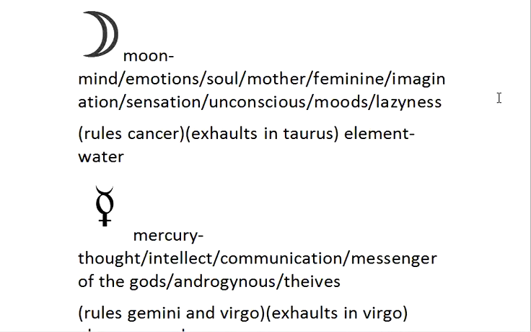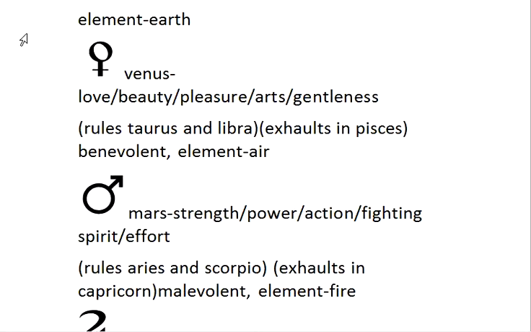Right, Mercury is thought, intellect, communication. It's a messenger of the gods. It's androgynous, which means both sexes. Could represent thieves. It rules Gemini and Virgo, and it exalts in Virgo also, and its element is earth. Okay, Venus represents love, beauty, pleasure, the arts, gentleness. Rules Taurus and Libra, exalts in Pisces. It's benevolent, which means nice, it gives you good things, good attributes, good gifts. Its element is air.